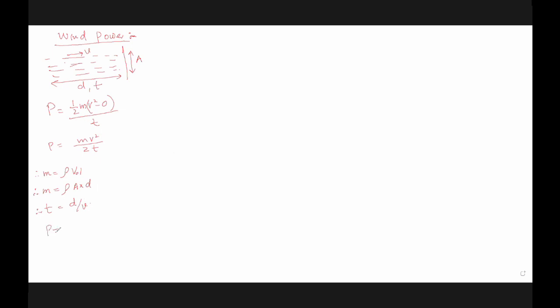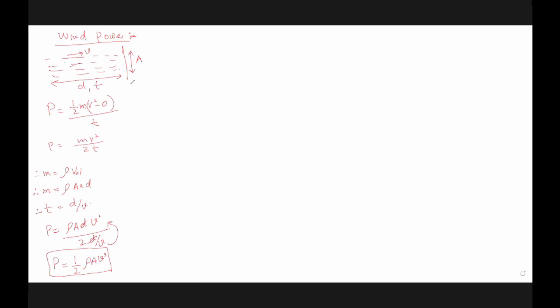पावर इज m की जगह rho A d, v square as it is, अपॉन टाइम की जगह 2 और t की जगह d अपॉन v। ये v ऊपर आ जाएगा, d से d कैंसिल। सो दिस इज द फॉर्मूला फॉर पावर, 1/2 rho A v cube. This is the formula for power.